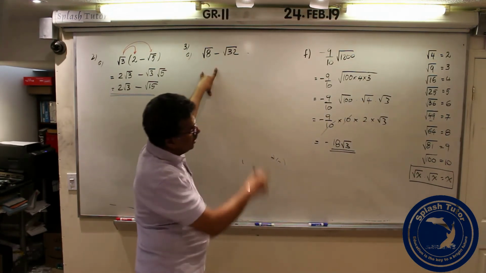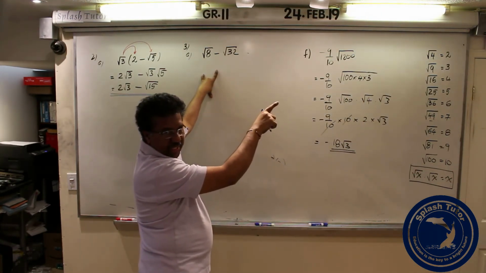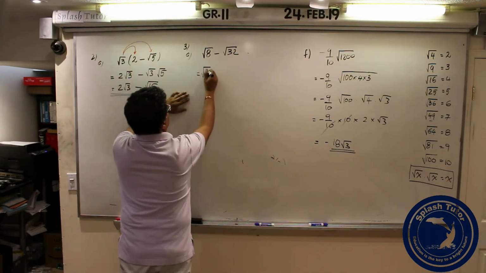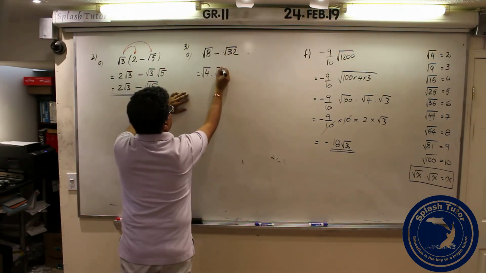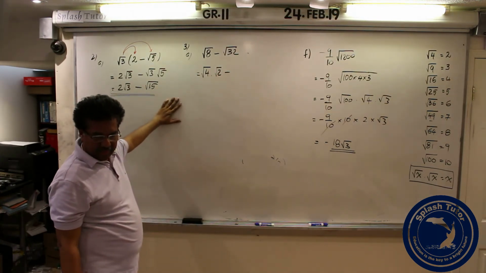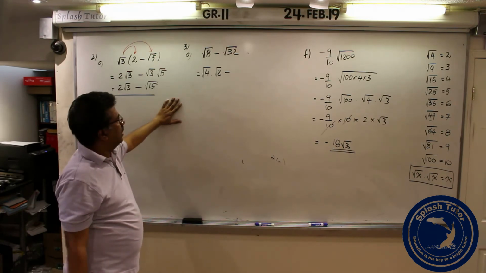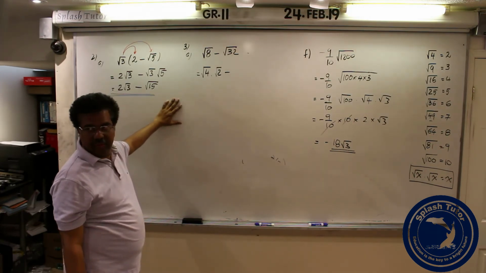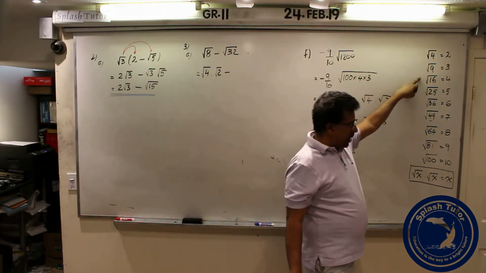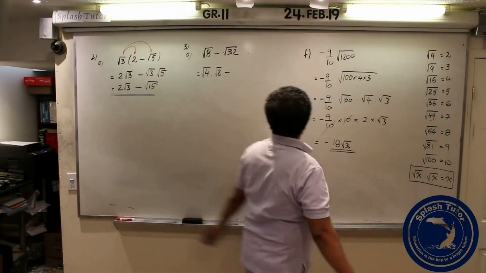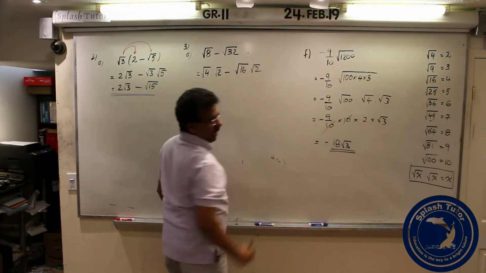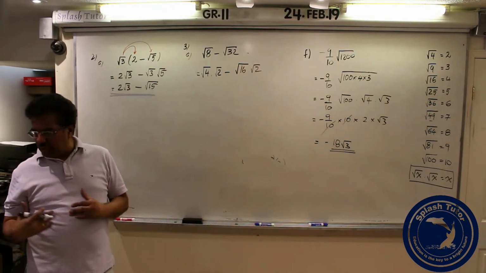8 can be written as 4 times 2. That is the number 4 there. So 8 can be written as 4 times 2. Now I already separated, I don't want to do it twice. Now 32 is 16 times 2. So that is minus root 16 times root 2. You see that the 16 I write in the front.